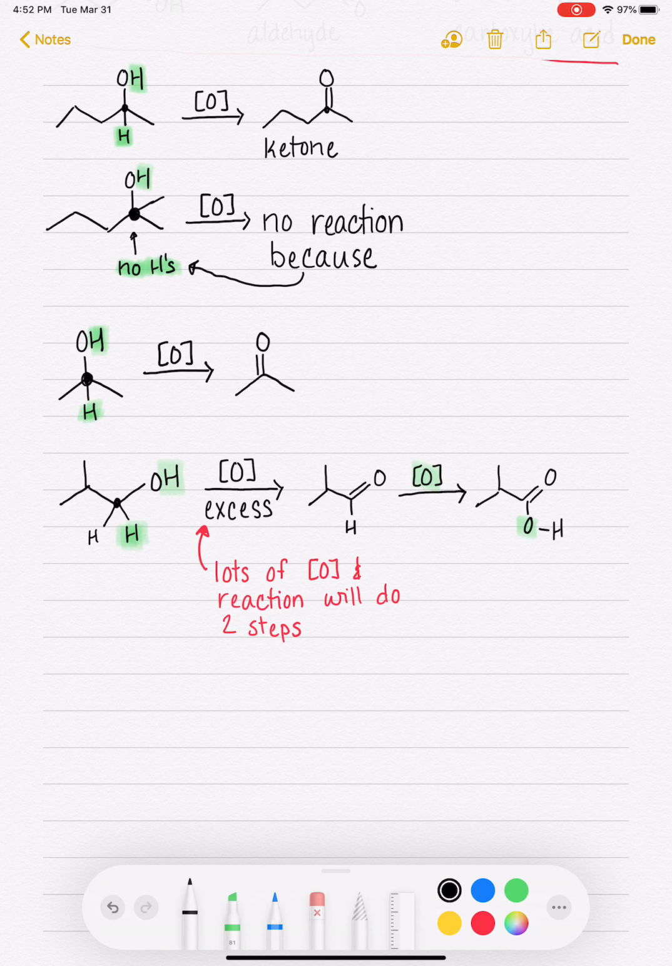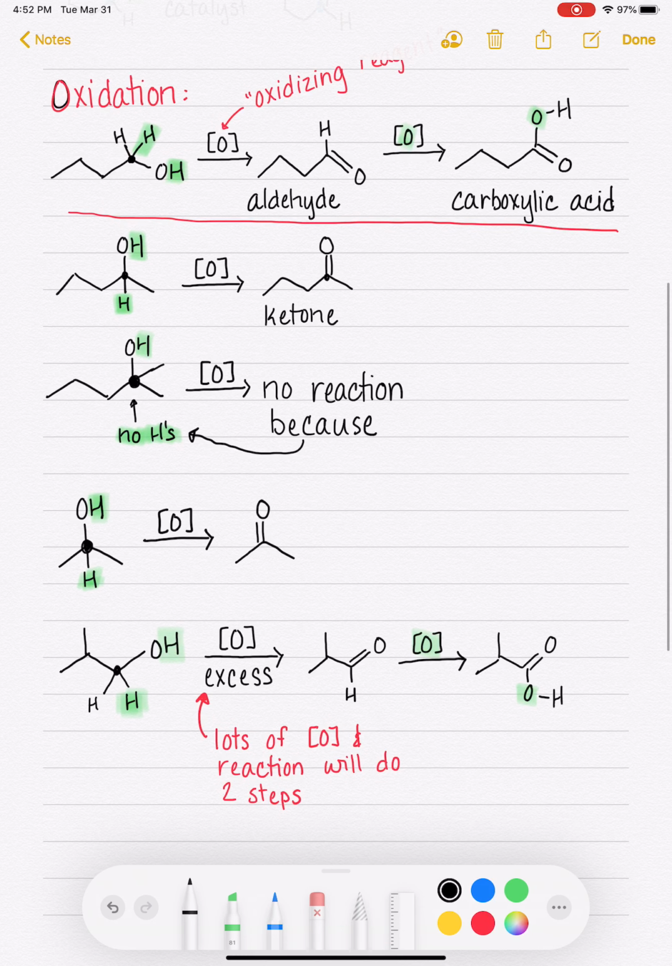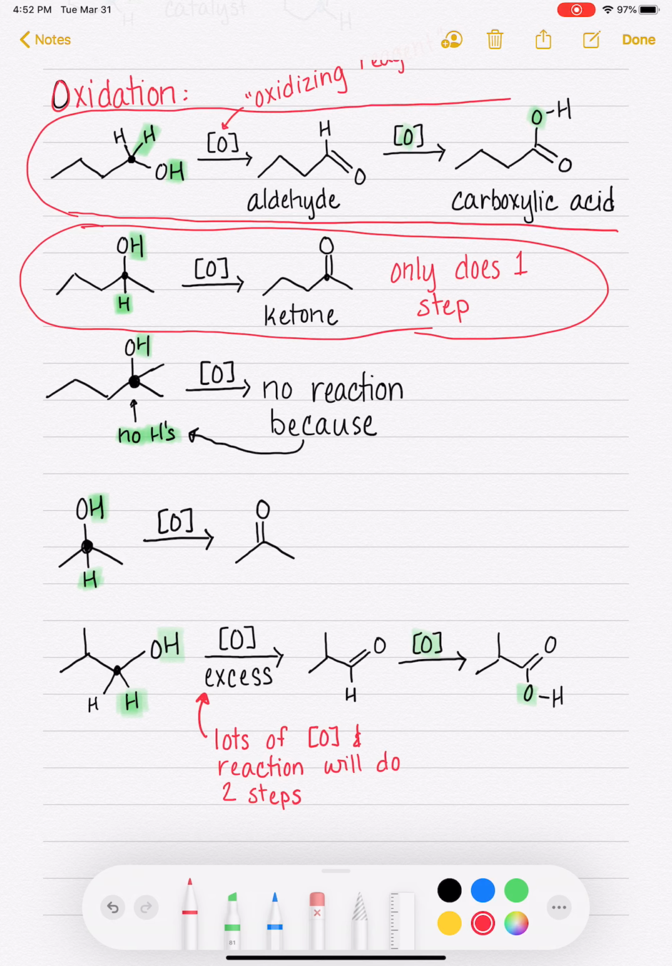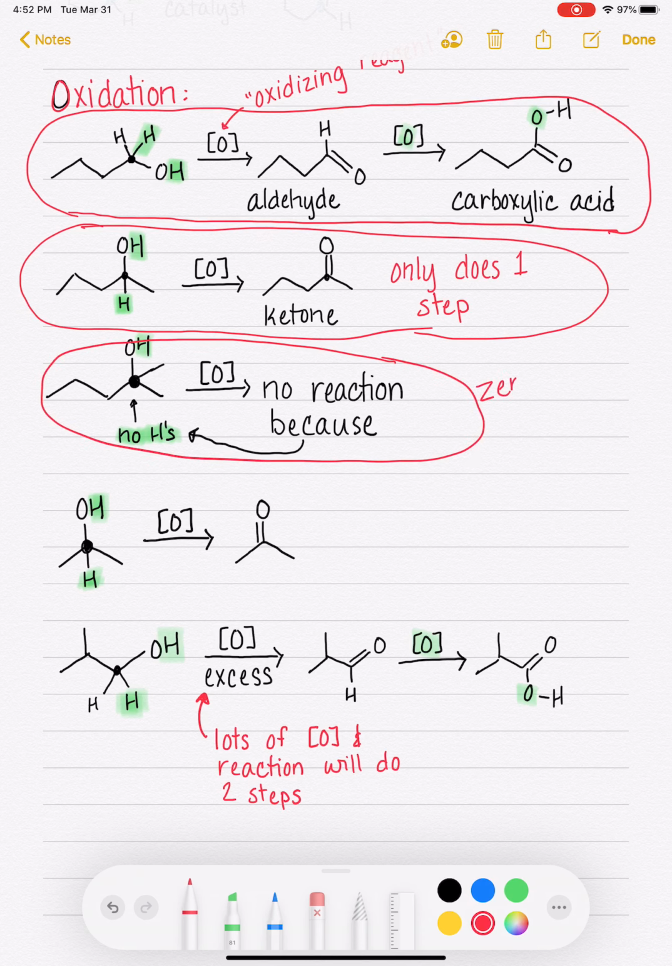Just to be extra clear, with this particular reaction right here, even if you have excess, this one can only do one step. The only reaction that's able to do two steps is the first one that we looked at. And then, of course, this one down here does zero steps because it doesn't have any hydrogens in the right spot.